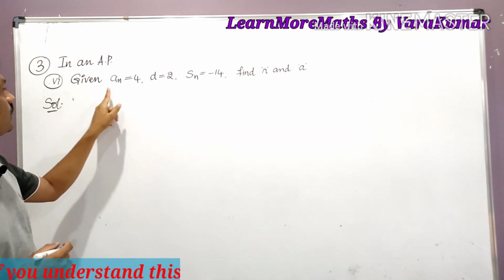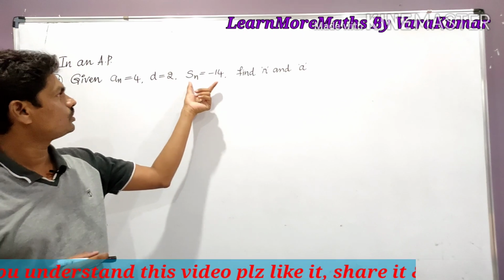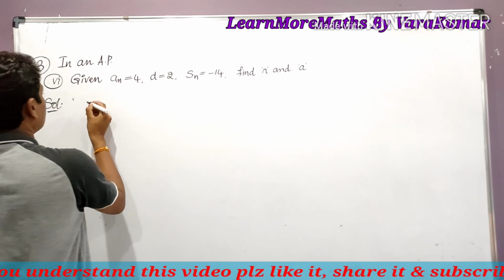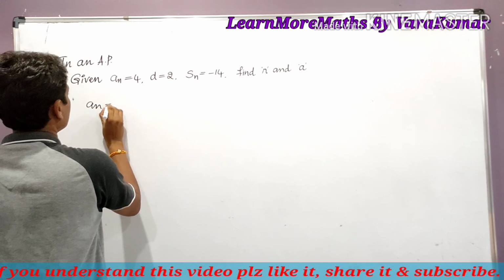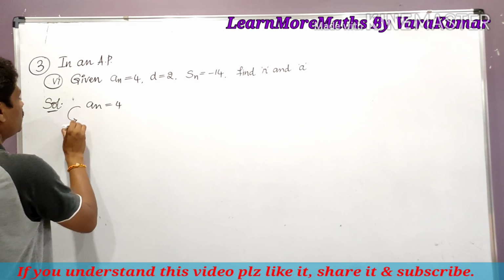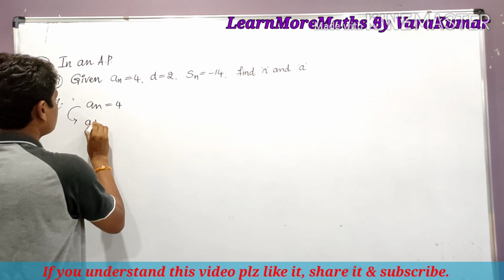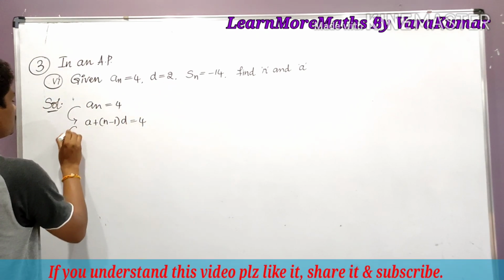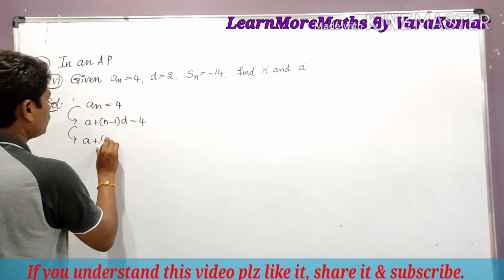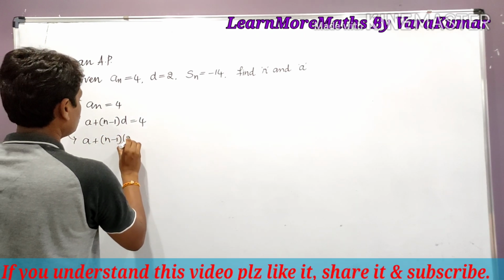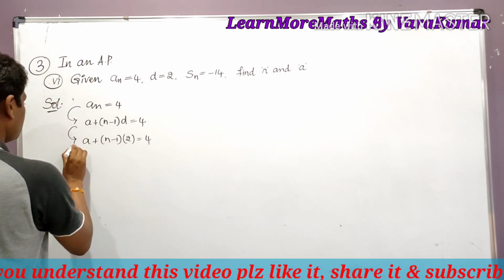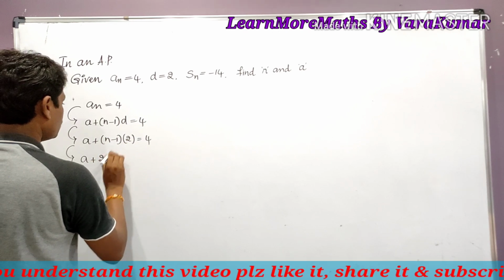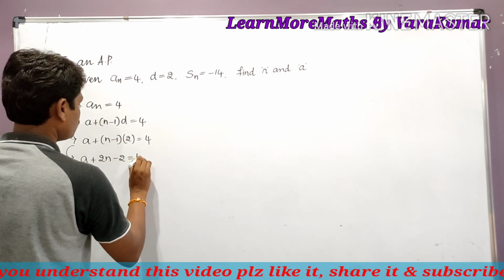What has he given? See, given an equal to 4, d is equal to 2, Sn equal to minus 14. Find n and a. So see student, in an arithmetic progression, an is given as 4. But an can be written as a plus n minus 1 into d is equal to 4. He has given d equal to 2, student. Just substituting, a plus n minus 1 into 2 is equal to 4. So I am writing a plus n minus 1 into 2. 2 into n is 2n. 2 into minus 1 is minus 2, is equal to 4.